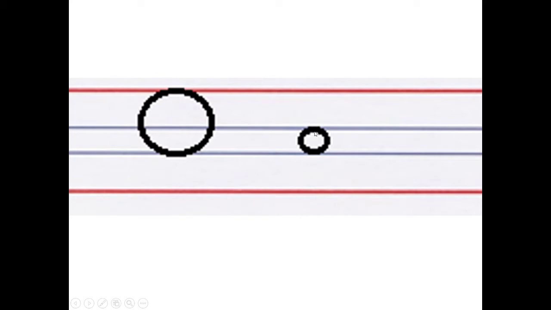Now, O small is the same, but it's smaller. It comes between the second line and the third line. Look, a small circle.